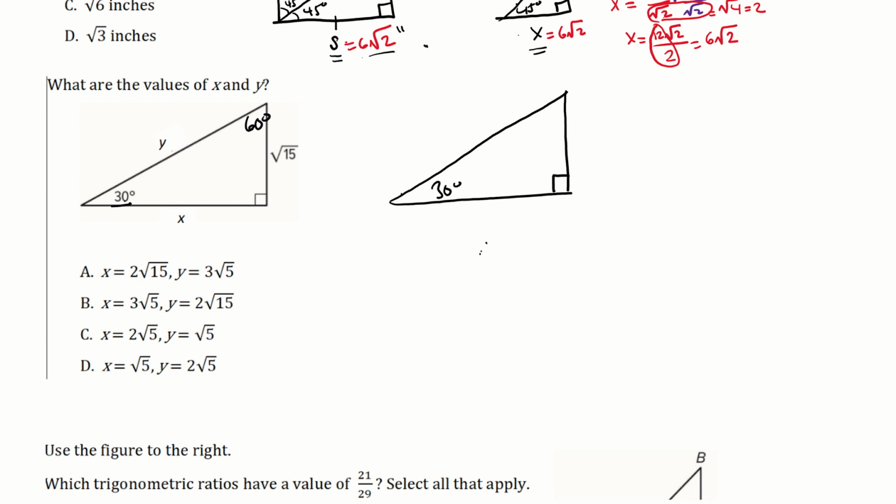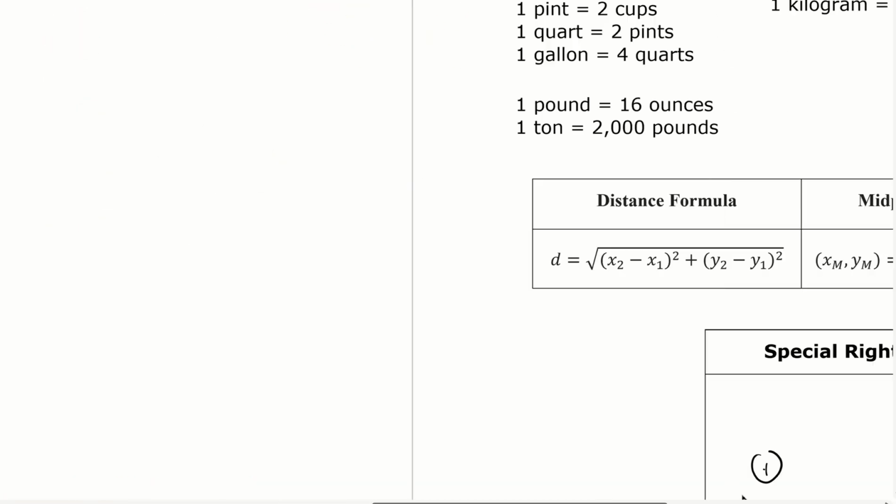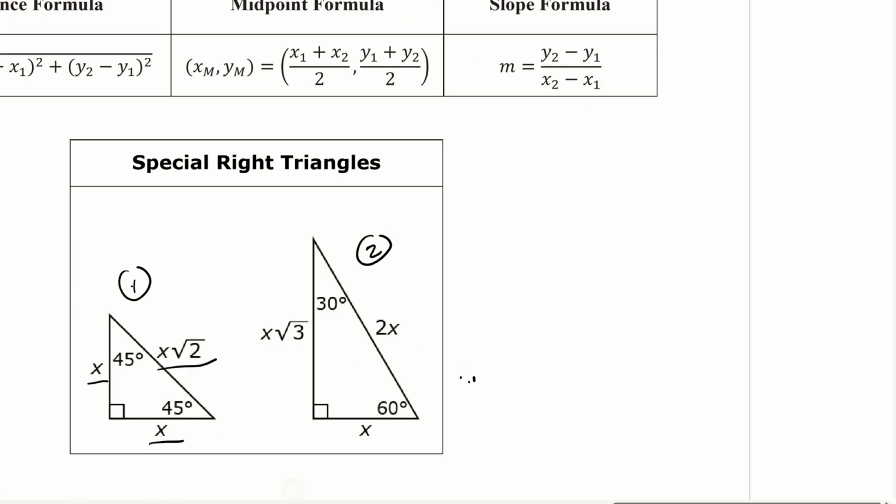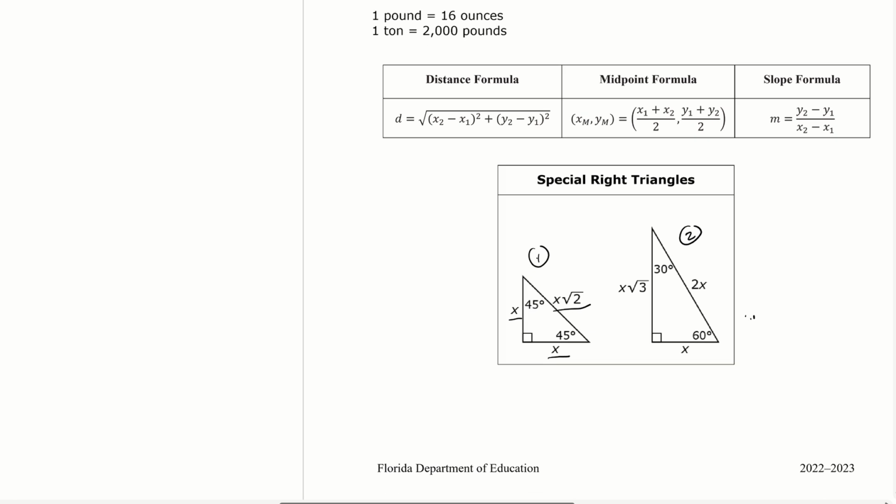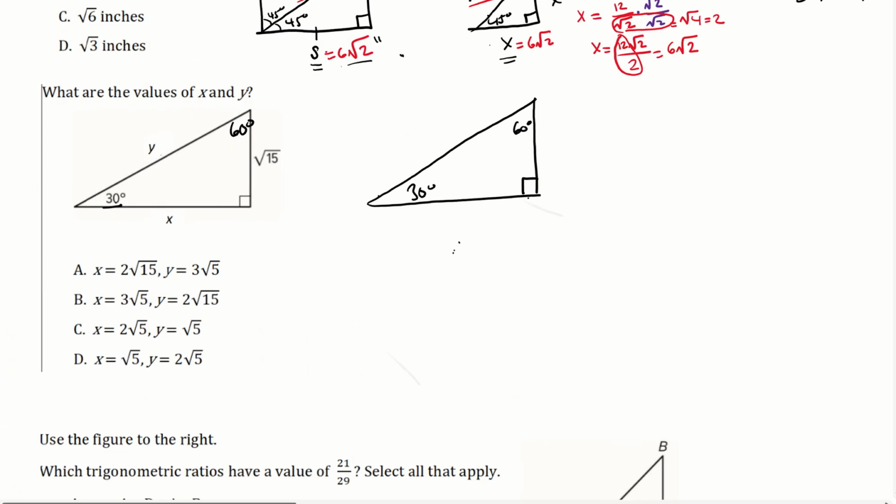All right, so we got 30 degrees, we got 60, 90. Now it says between the 30 and the 90 is x square root of 3. Okay, so we got to do that here.